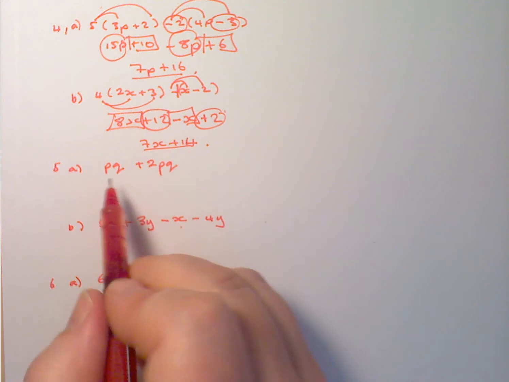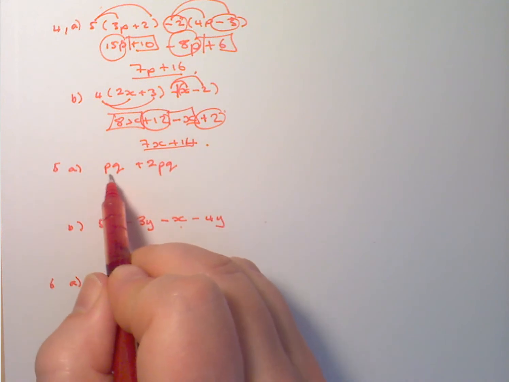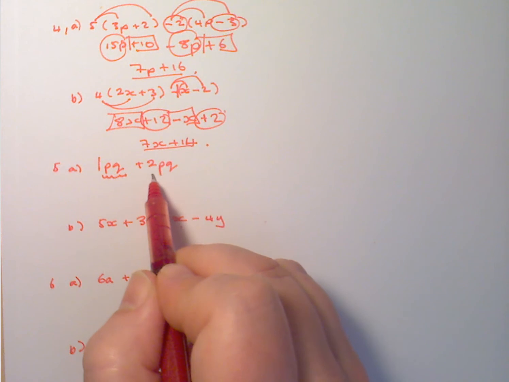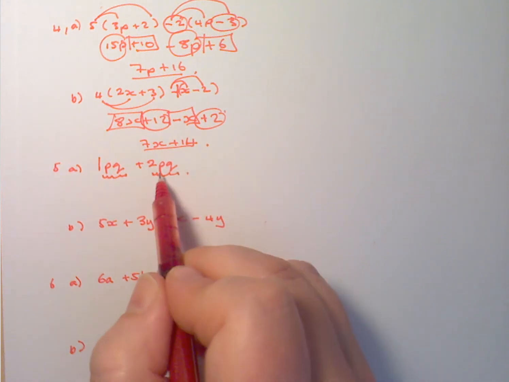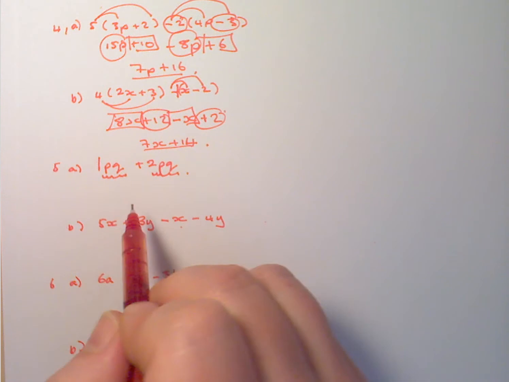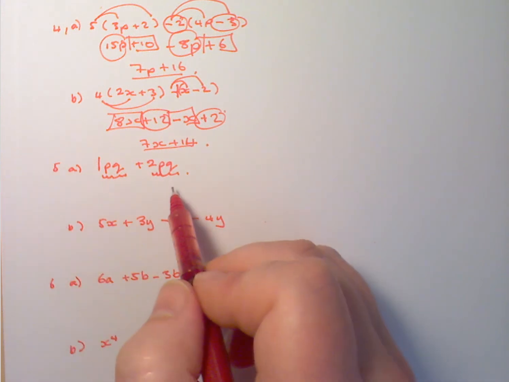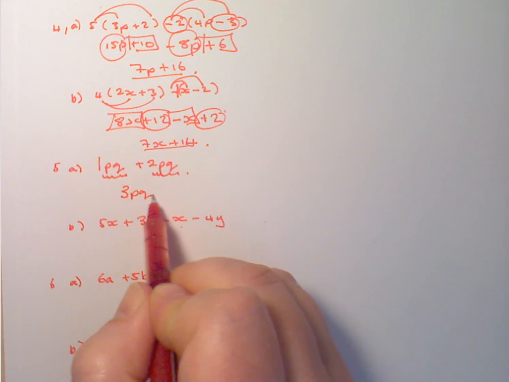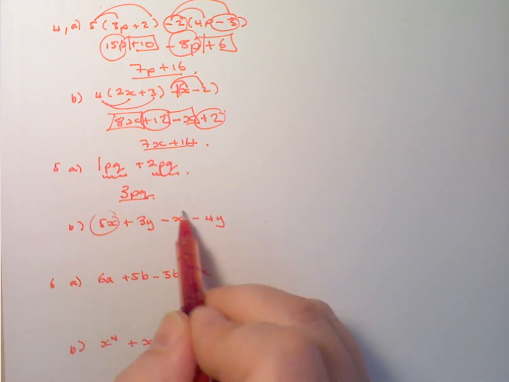Okay, now here we've got a PQ term by itself, so really it's just one PQ. And here we've got another PQ term. If this was P squared Q, or if it was PT or something, these would not be like terms and you'd have to leave them separate. But they are like terms, and so I can say that's 3PQ. This is a straightforward one.